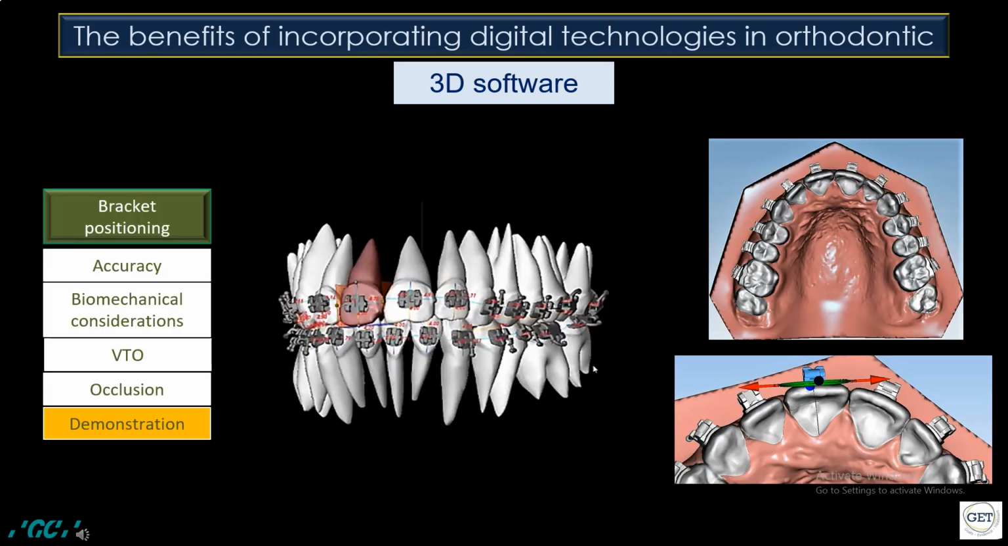Bracket positioning is one of the most important advantages of the 3D software. At this step, the brackets are accurately positioned and smart calculations are done, and the final result can also be seen to demonstrate the final occlusion.